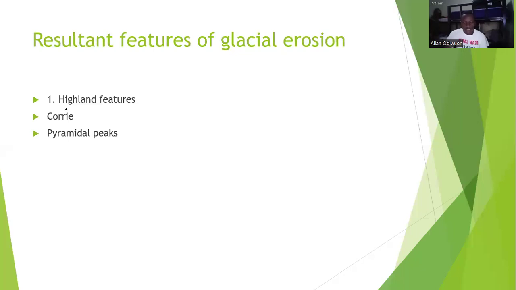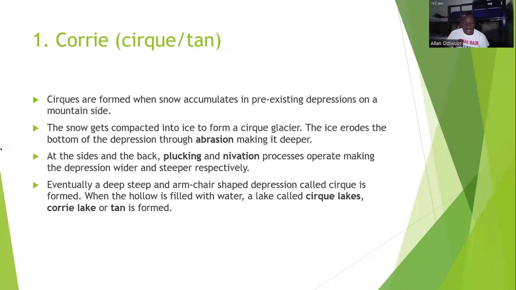The resultant features, we have highland features, e.g. corries and pyramidal peaks. So let's look at corries. It's also called cirque or tarn. Now, cirques are formed when snow accumulates in a pre-existing depression on the mountainside. The snow gets compacted into ice to form a cirque glacier. The ice erodes the bottom of the depression through abrasion, making it deeper.